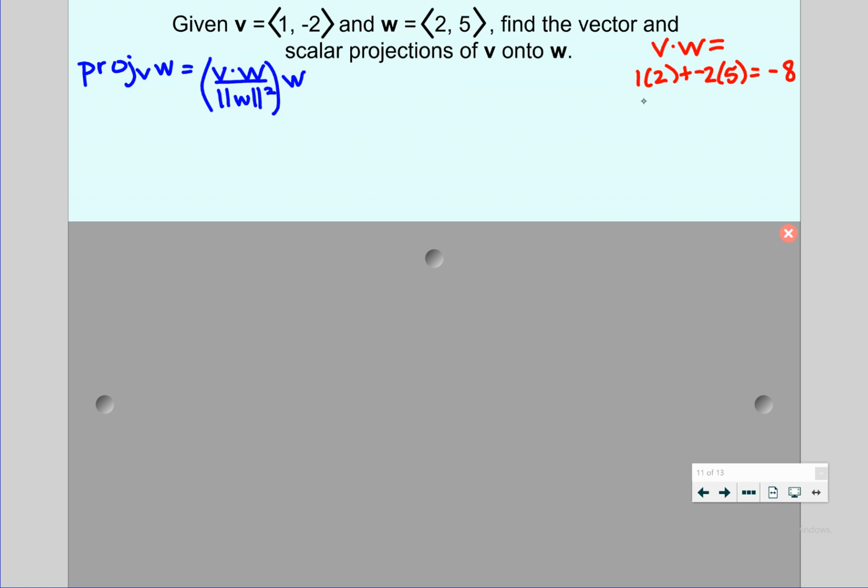The other thing I want to find is the magnitude of W, whatever you're projecting onto, okay? And that is not squared yet. We'll do that in a minute. That's just our Pythagorean theorem. So square root of 2 squared and 5 squared gives me rad 29.